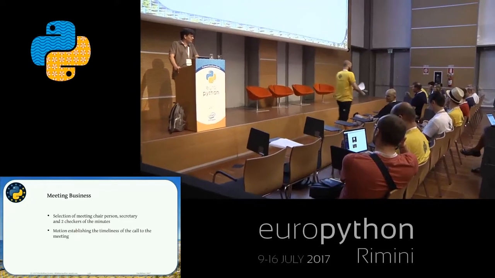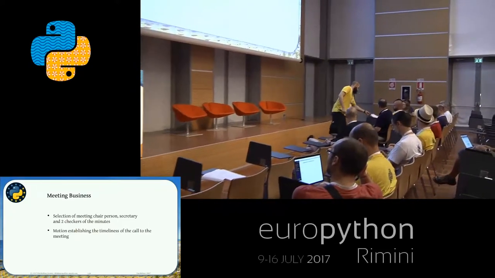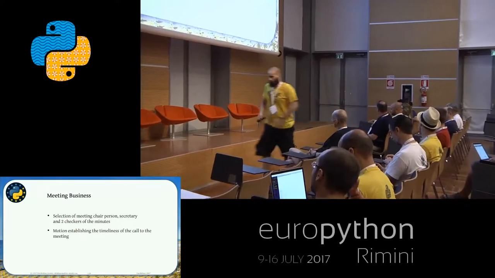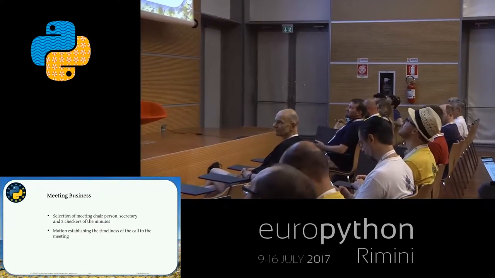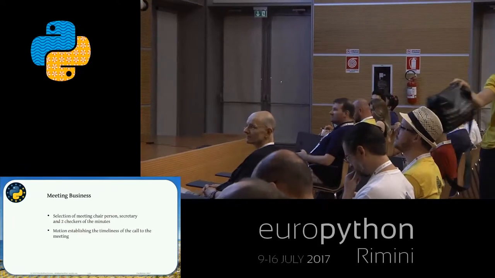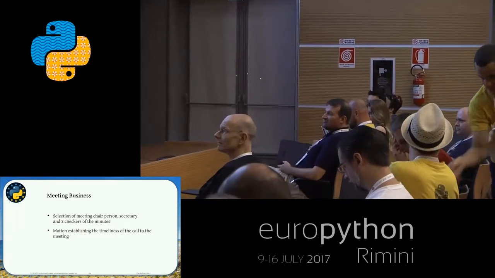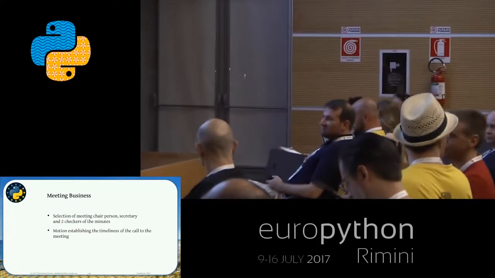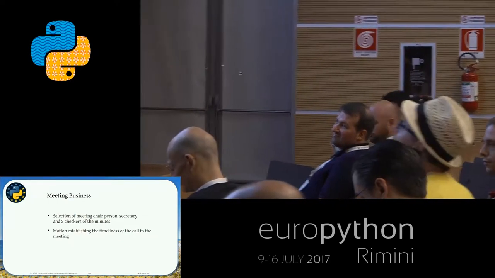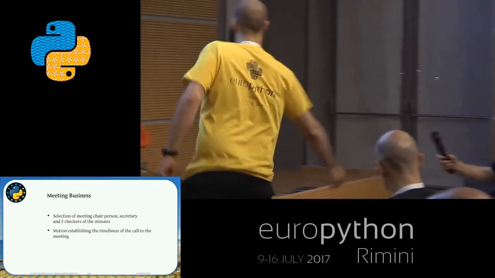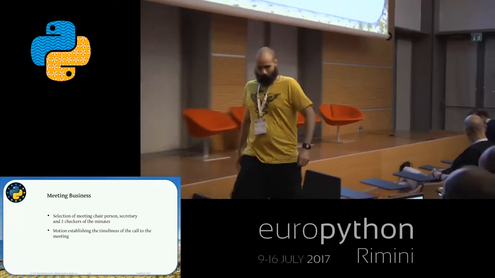Do you need a piece of paper? Normally the chairperson of the meeting also does the voting. So Alexander, the first thing that you have to do is to have a motion establishing the timeliness of the call of the General Assembly, and then we need to vote on that.